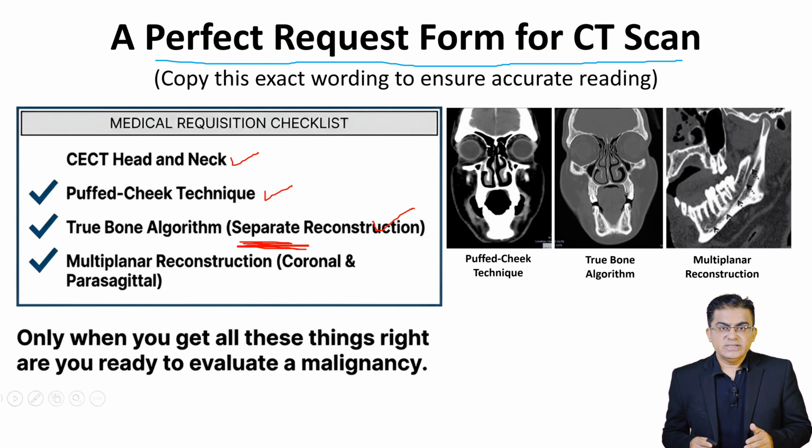Finally, you must request multi-planar reconstruction. Do not just settle for standard axial CT cuts. You specifically need the coronal and parasagittal views. Those specific planes are absolutely mandatory to accurately map and assess the exact length of bone involvement.